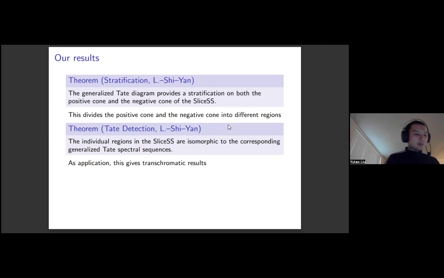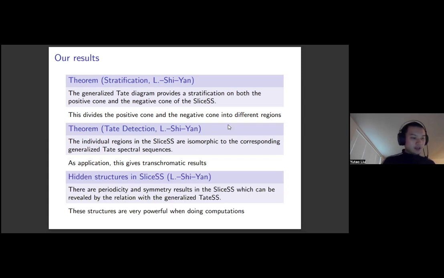As an application, this will give us transchromatic results which relate the homotopy of different Morava E series. And moreover, there are several periodicity and symmetry results in the slice spectral sequence which are kind of hidden just on the spectral sequence, but they will be revealed if we compare their relation with the generalized Tate spectral sequence. And these structures are quite powerful when doing computations. I will give a concrete example at the end of my talk, and you will see how powerful it is to apply the structures to compute the slice spectral sequence.